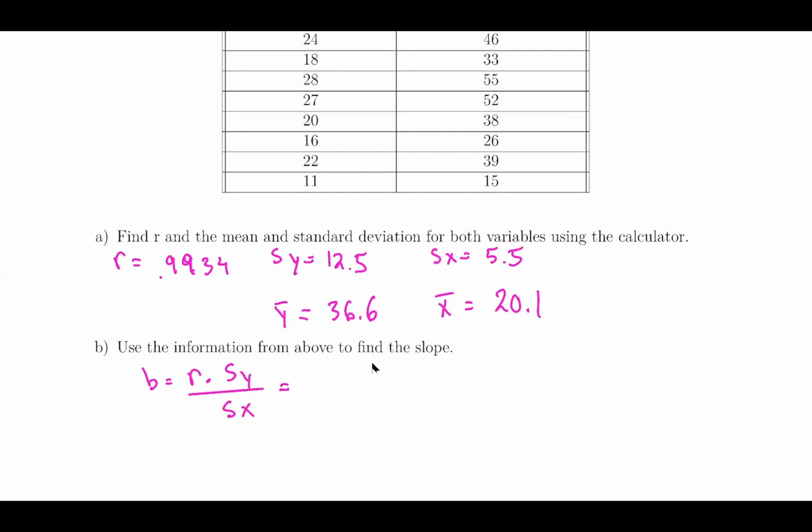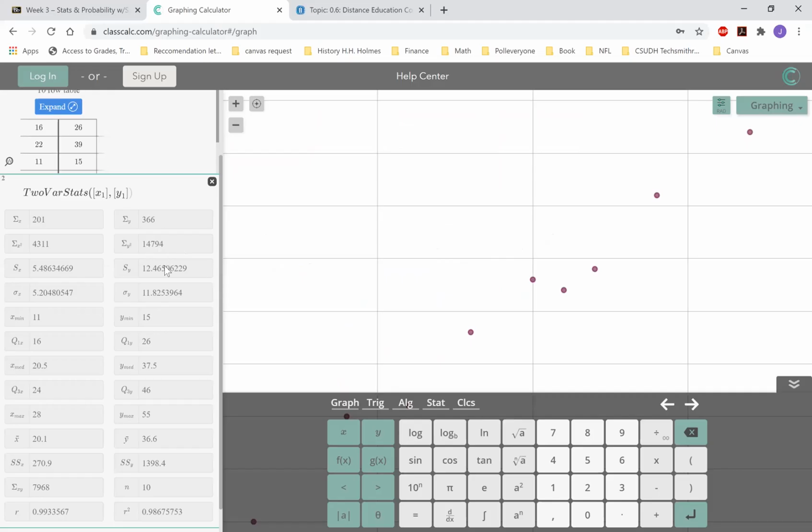So you get r is 0.9934. You get standard deviation of y, which is 12.5. Standard deviation of x, which is 5.5. So I'm gonna go ahead and do that. I'll do this in ClassCalc, so that way you can kind of see how to enter that into ClassCalc. And that will be our slope.